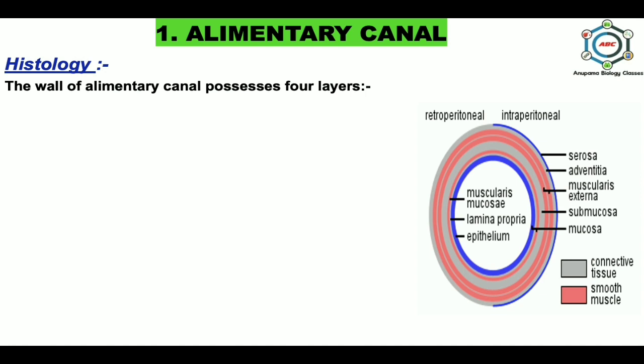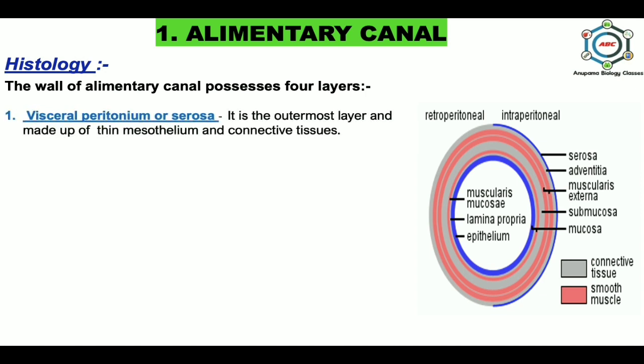Now the first wall of the alimentary canal, that is the visceral peritoneum or serosa. It is the outermost layer and made up of thin mesothelium and connective tissues. Now you can see the picture. The arrow indicates the serosa. It is the outermost layer.